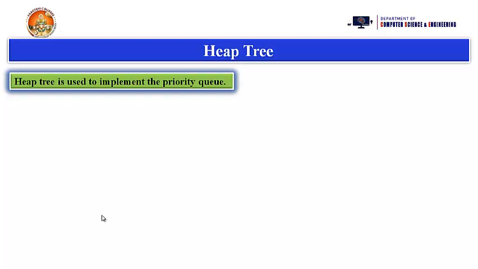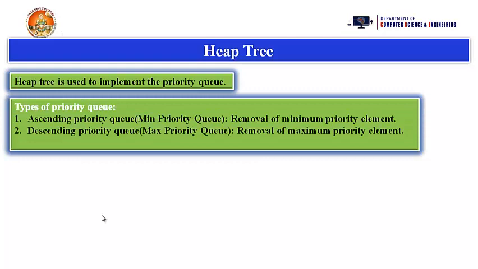So we are giving importance to the element. Based on that we have types of priority queue, that is ascending priority queue and descending priority queue. What is an ascending priority queue? It is a min priority queue, and descending priority queue is the max priority queue. Means if you want the ascending priority queue, we need to implement the min heap tree or min priority queue, and in that we remove the minimum priority element.